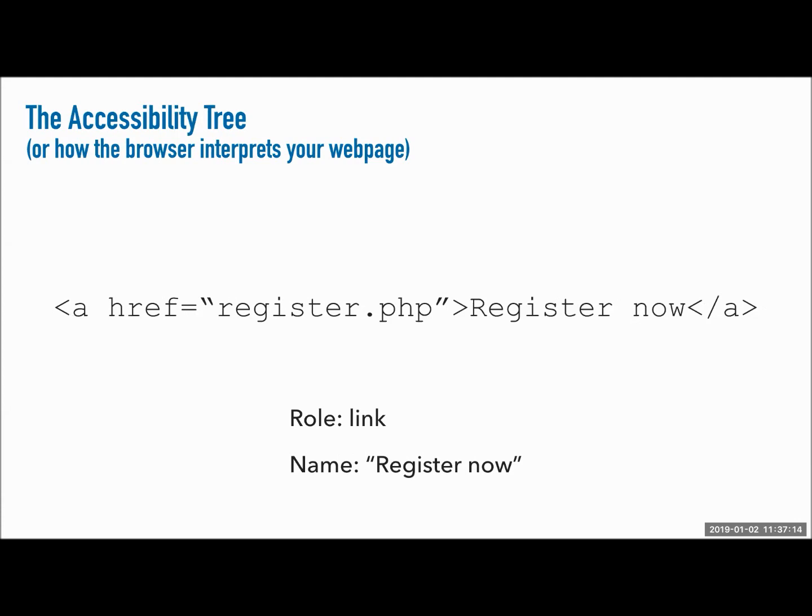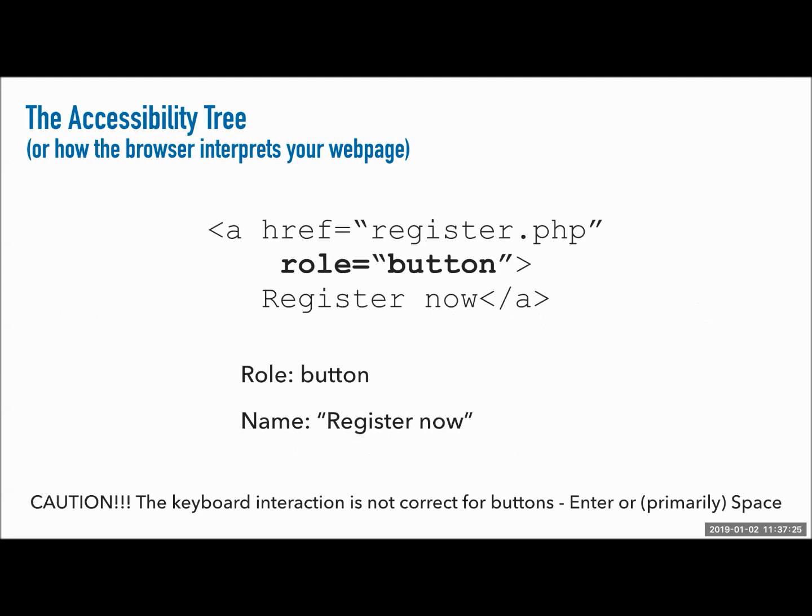If we have a link, in this case, it has a role of link and a name of register now, being the text within that. However, if we were to give this link role equals button, it now has a role of button and a name of register now. So for a screen reader user, this would be defined as the register now button. But we have a potential issue here because we maybe haven't considered the keyboard interaction for this element. Because it is defined as being a button to the screen reader user, the keyboard interactions for buttons can be a little bit different than the keyboard interactions for links. Links are activated via the enter key. Buttons can be activated via the enter key or the space bar. And in screen readers, the screen reader generally indicates to the user that they should use the space bar to activate.